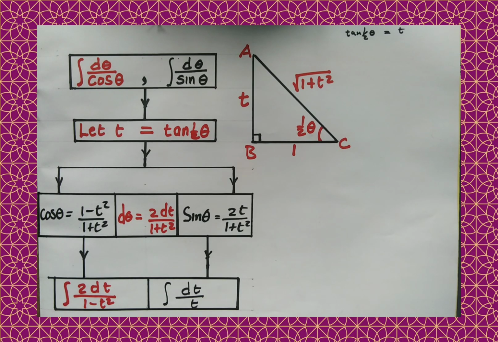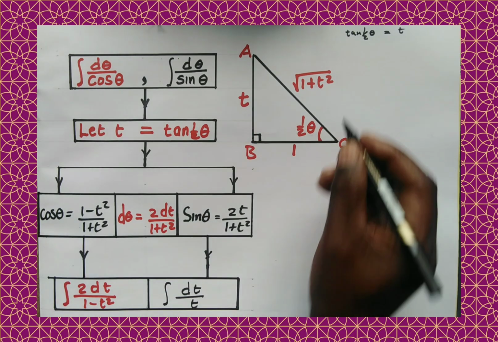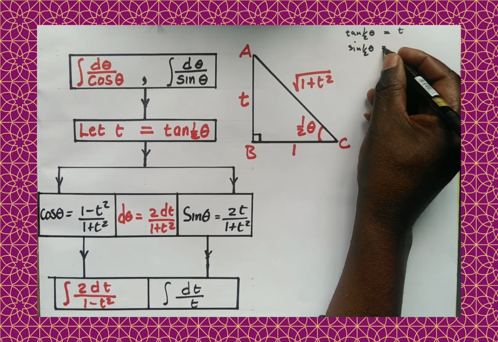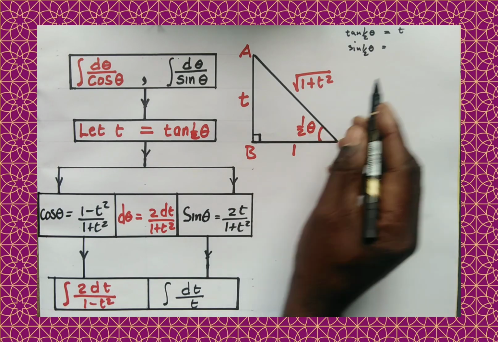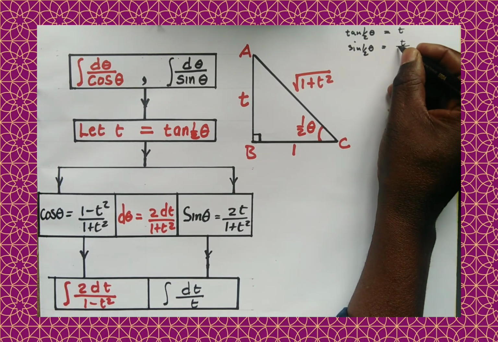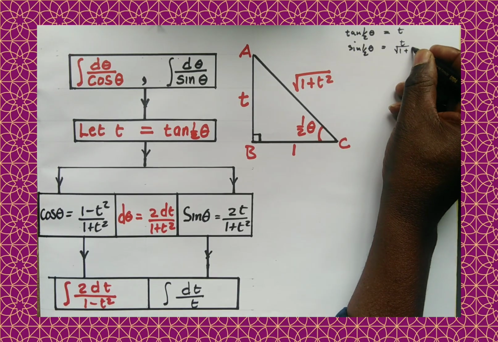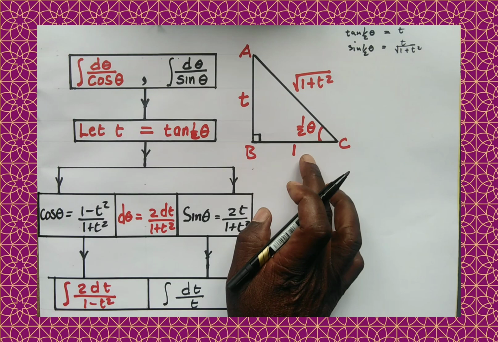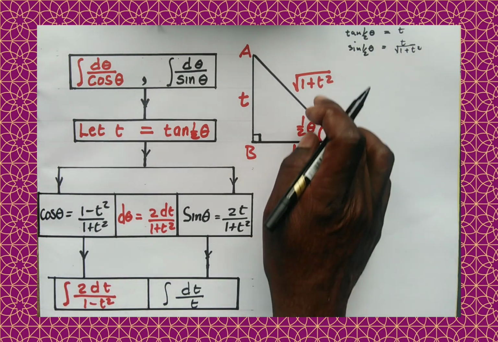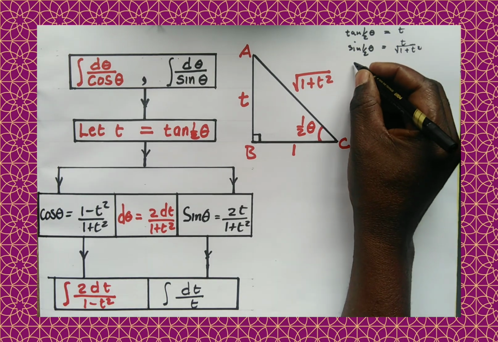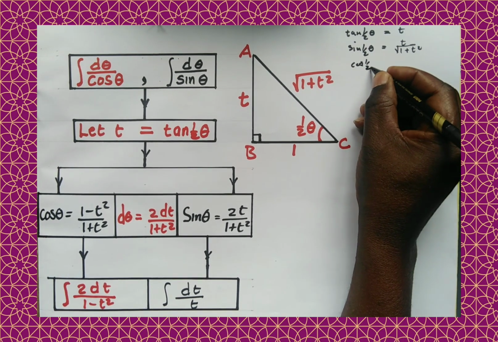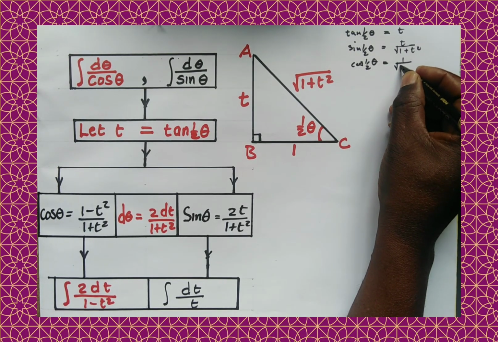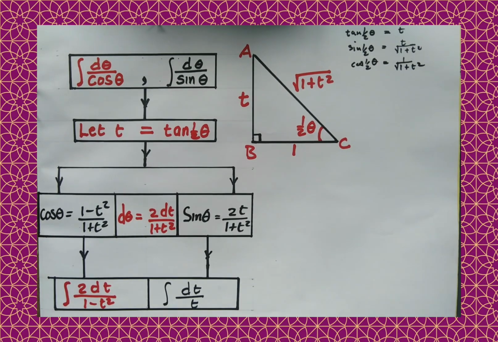What about sine of half of theta? From our triangle here, we have sine of half of theta is equal to opposite over hypotenuse, which is equal to T over the square root of 1 plus T squared. Cosine of half theta is adjacent over hypotenuse, which is 1 over the square root of 1 plus T squared.